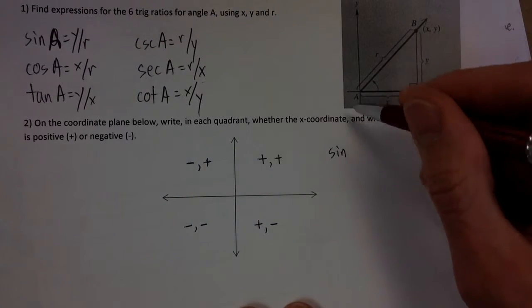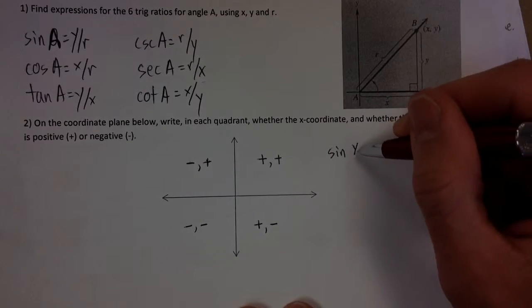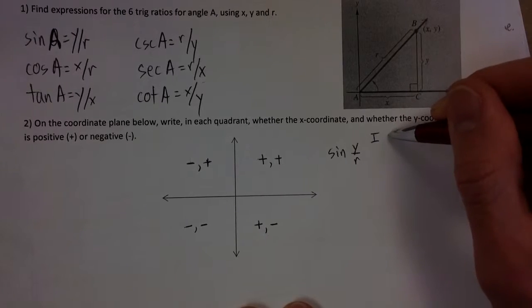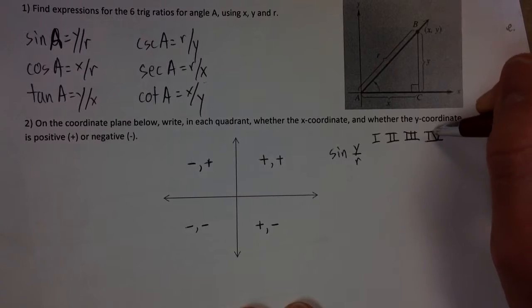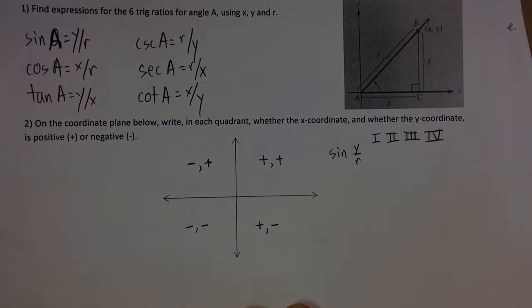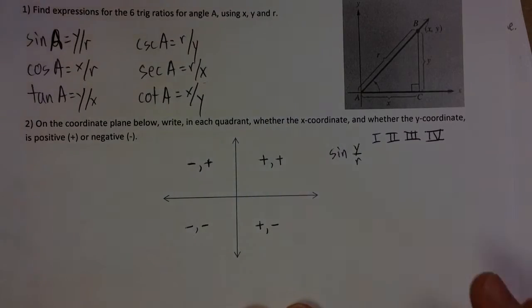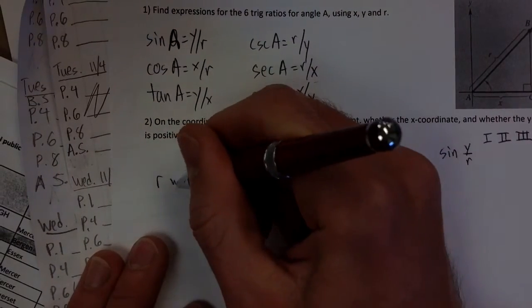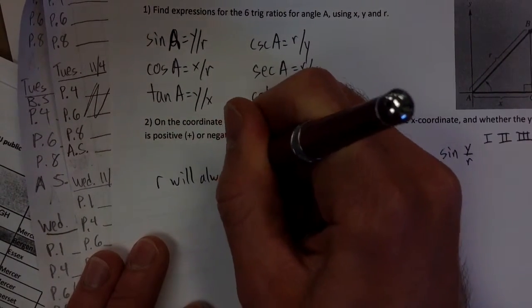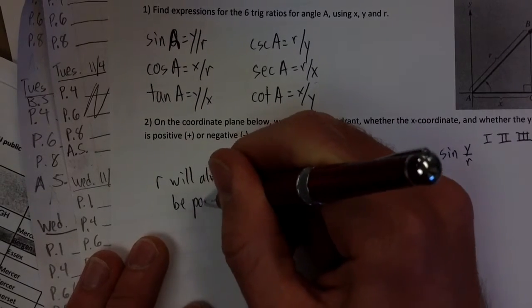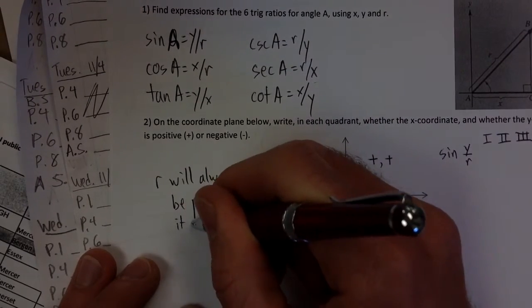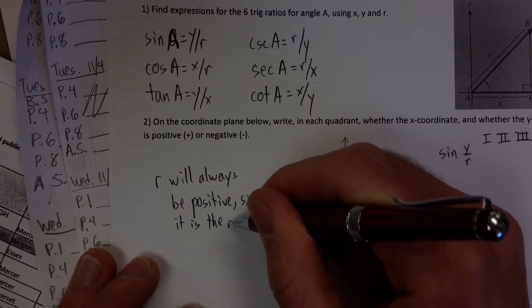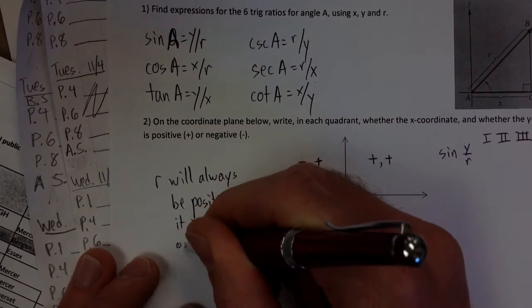So we know that sine is y over r. How do you know what r is from that chart, though? Good question. R is always going to be positive because r is the hypotenuse. I'm glad that you said that. Since it is the radius or hypotenuse.